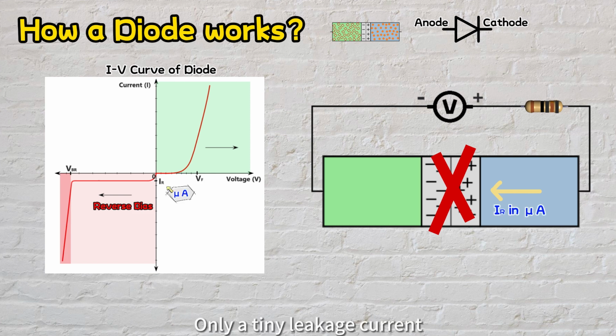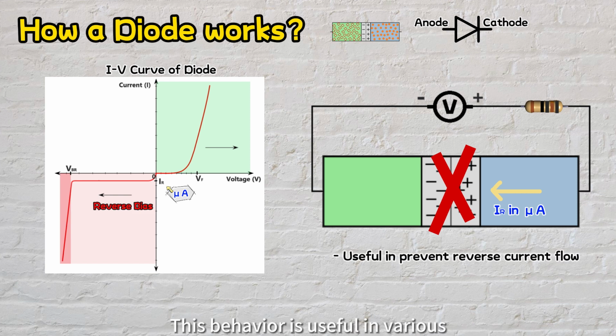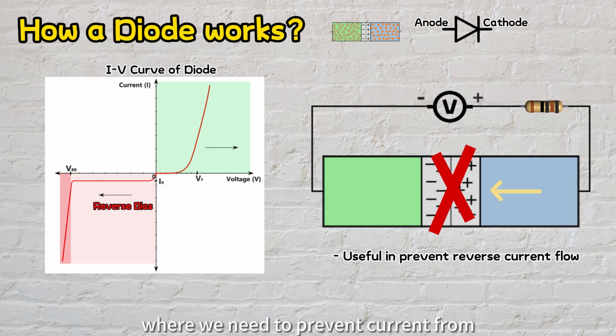Only a tiny leakage current, often in the order of microamperes, can pass through the diode in reverse bias mode. This behavior is useful in various electronic applications where we need to prevent current from going the wrong way.